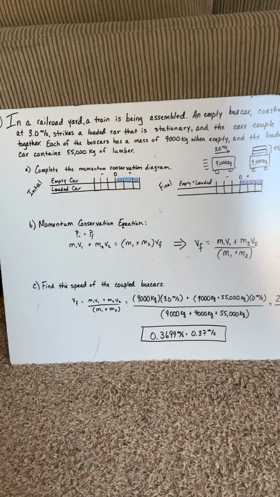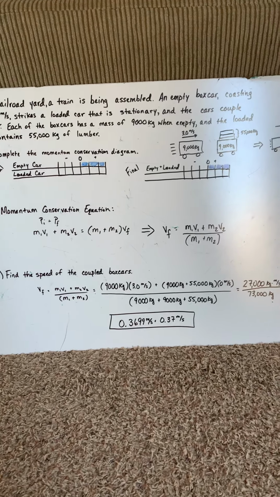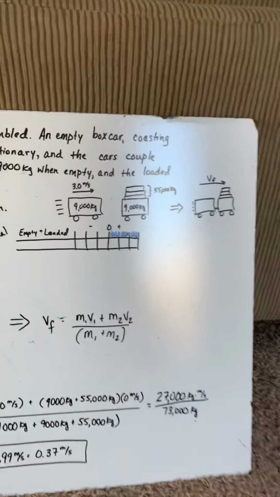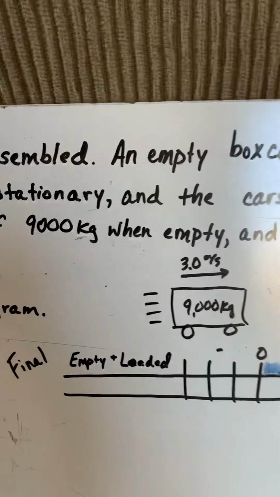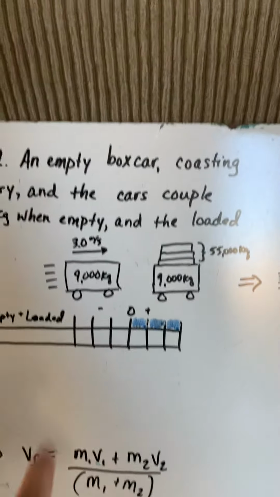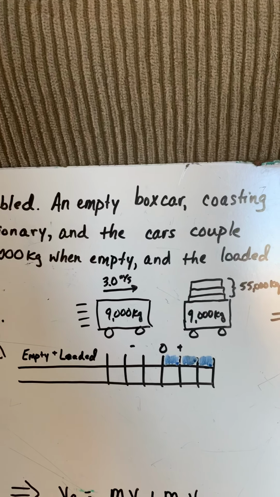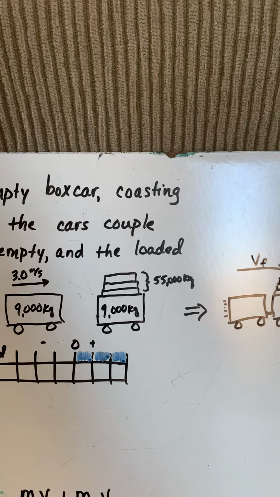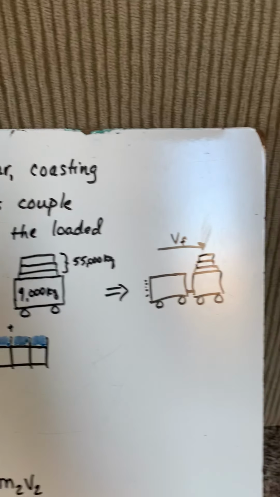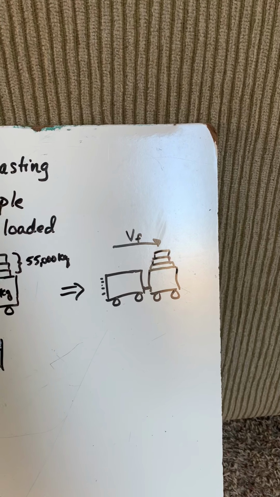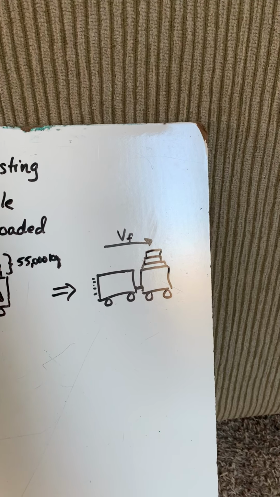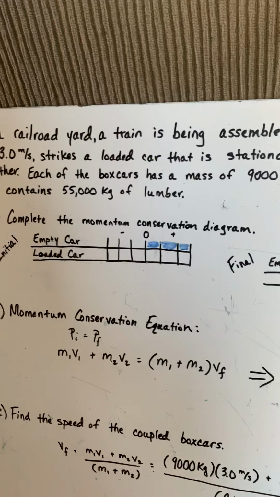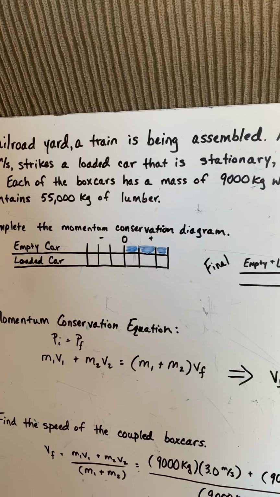For me, especially when I first started doing these problems, it always helped if I made a drawing first. So here's my empty boxcar moving at 3 meters per second, running into my stationary boxcar that's loaded with the lumber. And then after they collide, they're going to move together as one thing at some new speed. So the first part says complete the momentum conservation diagram.